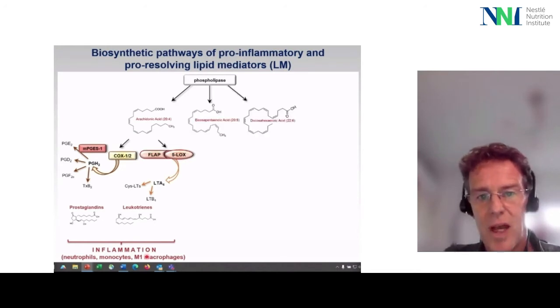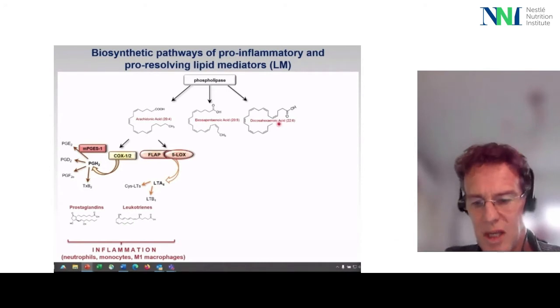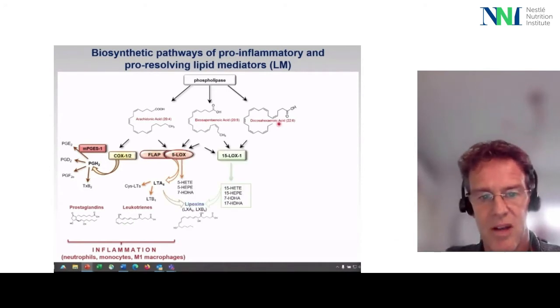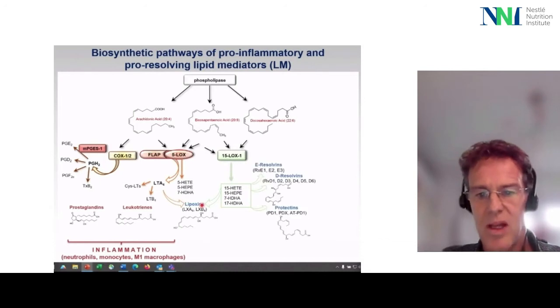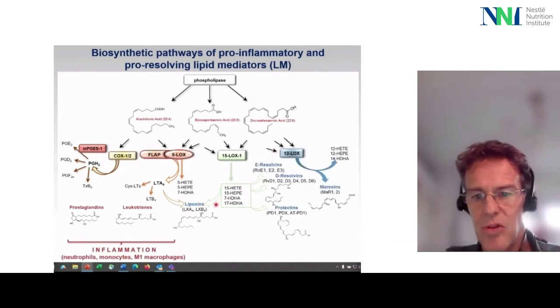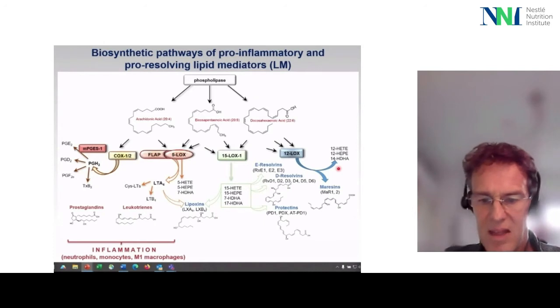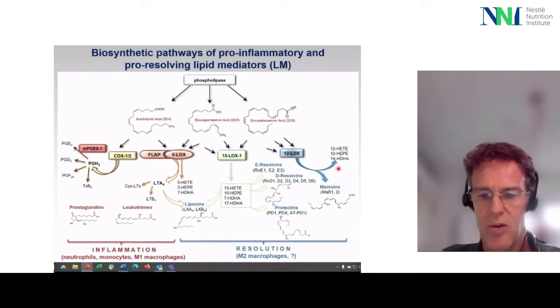However, those phospholipases also release omega-3 fatty acids like EPA and DHA, and those can also be converted by 5-LOX, as well as by an important enzyme, the 15-lipoxygenase. And together they make the lipoxins as well as resolvins and protectins. And there is another lipoxygenase, the 12-lipoxygenase, that makes maresins. Again, those molecules have anti-inflammatory, pro-resolving properties.